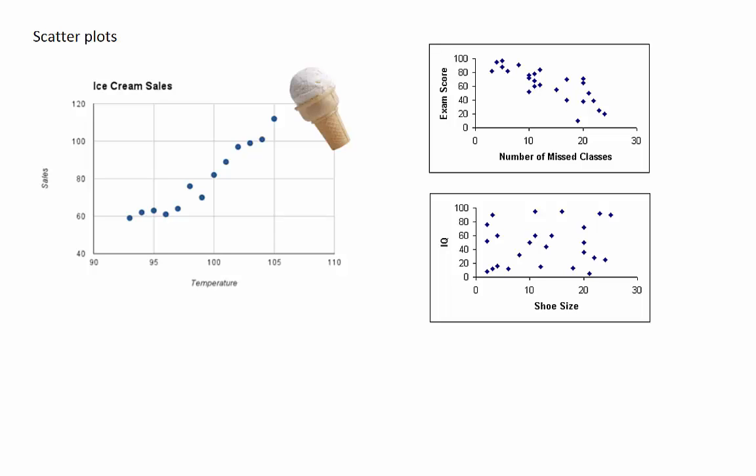Scatterplots help us display data when we have two variables. In this lesson, you will learn how to make a scatterplot using motion data.